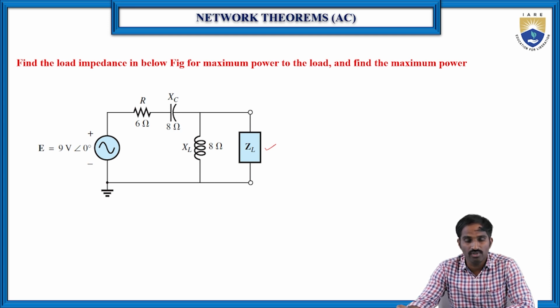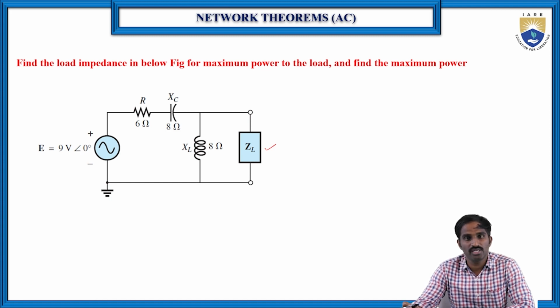At what condition do we need to find the load impedance? For the maximum power delivered to the load. So at what condition will the maximum power be delivered to the load? When RL is equal to R Thevenin or RS. In this case it is R Thevenin. So first we need to find the R Thevenin value, then equate whatever value of R Thevenin we get to ZL.